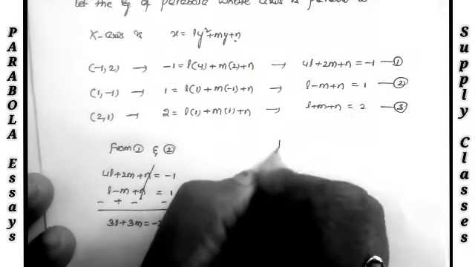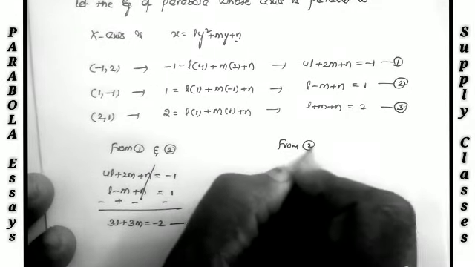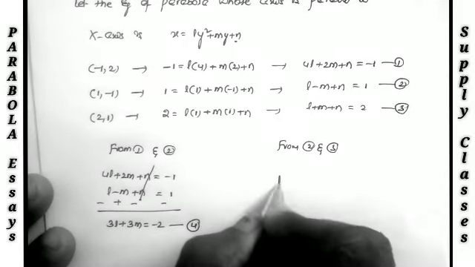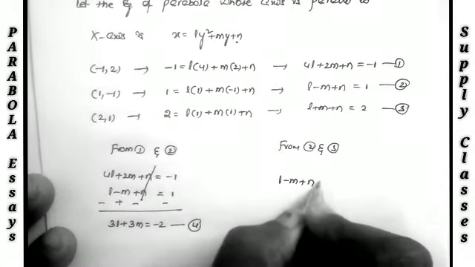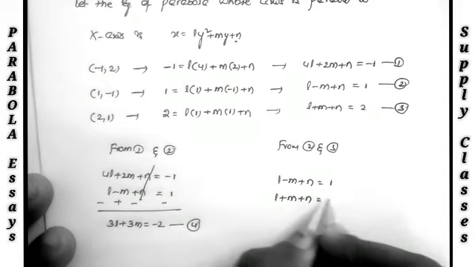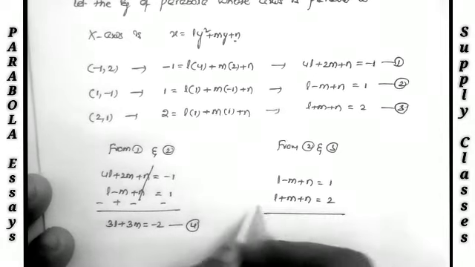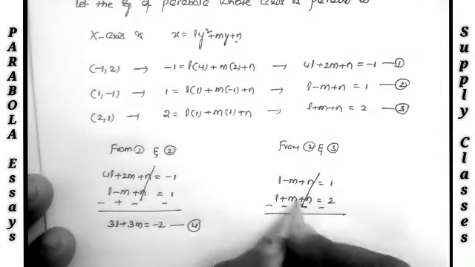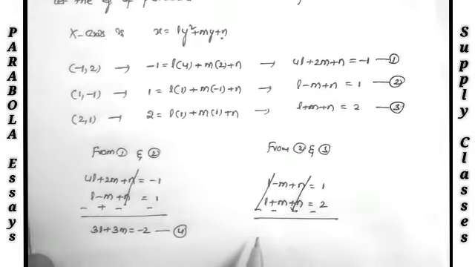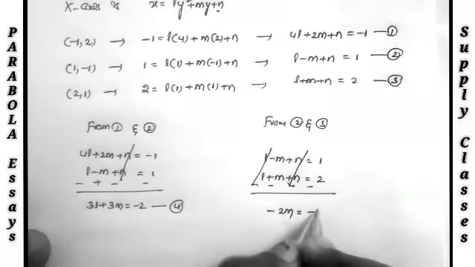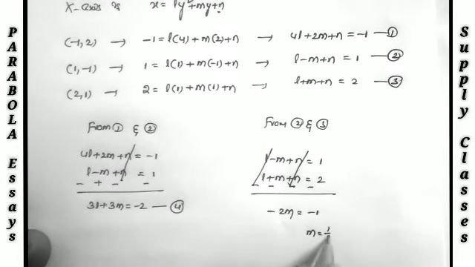Okay. Now taking the second and third equations and again cancelling the n later. The second equation is l minus m plus n equals 1 and the third equation is l plus m plus n equals 2. Again change the signs of the second equation here. Now the two terms are cancelled here, l and n. So minus 2m equals 1 minus 2, that is minus 1. So the value of m equals 1 by 2.